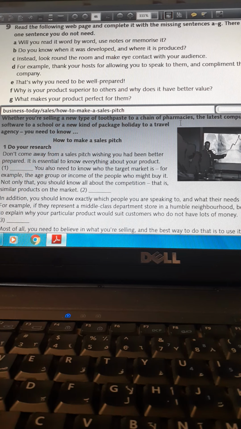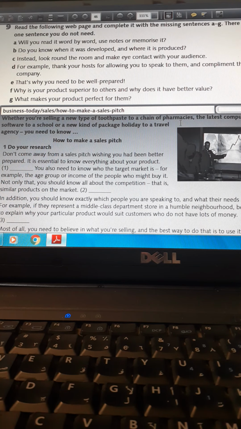F. Why is your product superior to others and why does it have better value? Since you're marketing a product, you have to be able to convince the audience that your product is superior and it's better than other products. G. What makes your product perfect for them? So these are the missing sentences.